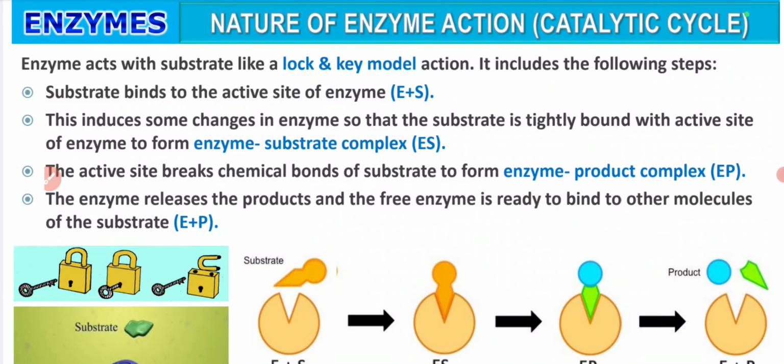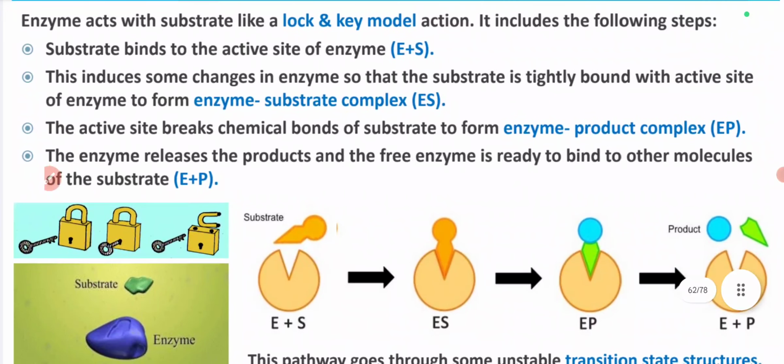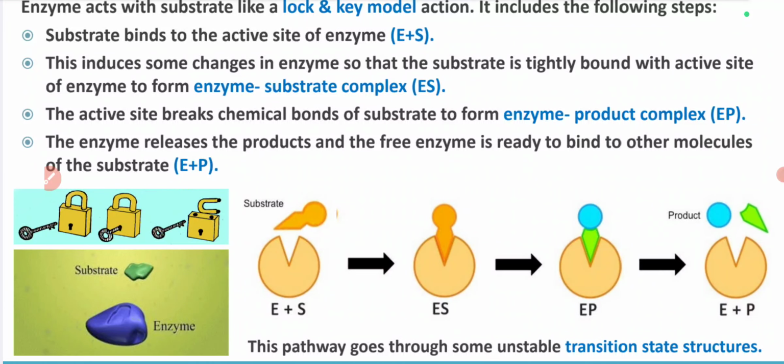Next, enzymes act with the substrate like a lock and key model. It includes the following steps. The substrate binds to the active site of the enzyme. You can see the diagram, E plus S, E for enzyme and S for substrate. This induces some changes in the enzyme so that the substrate is tightly bound with the active site of the enzyme to form the enzyme-substrate complex. ES is formed.